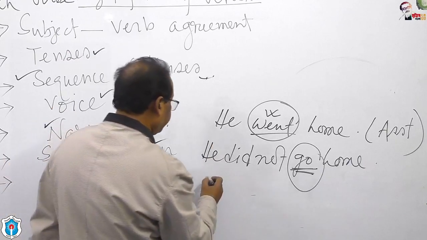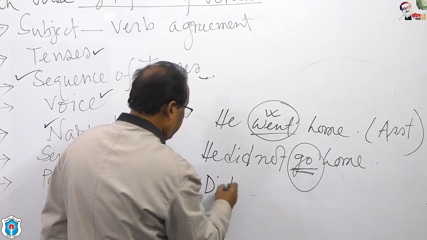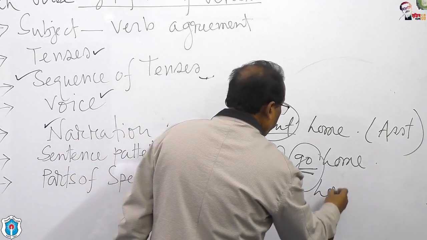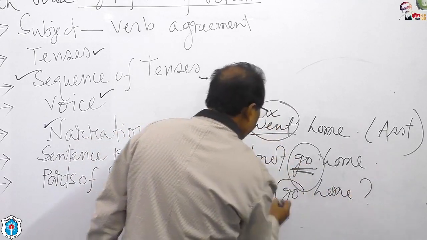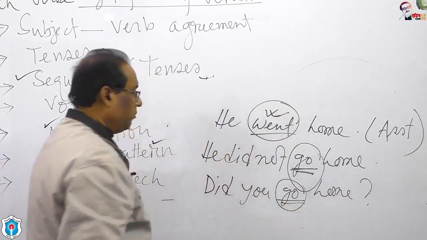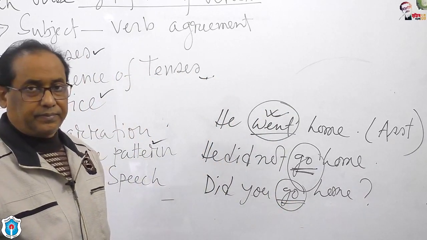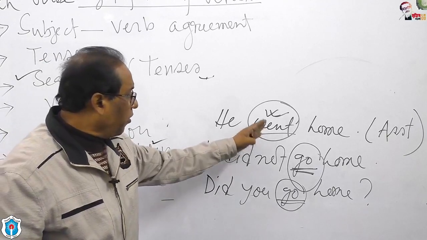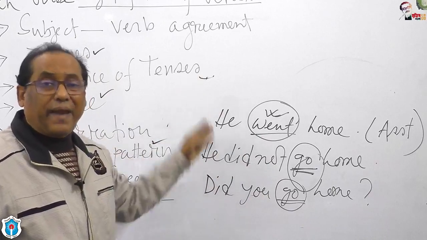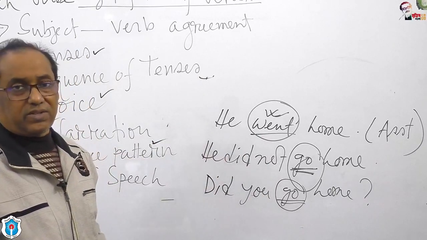Further, did you go home? Here it was went, but now it is go. But why? So the verb form changes with the change of patterns of sentences.